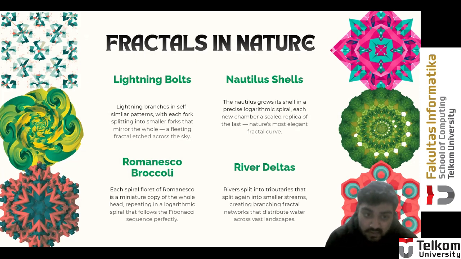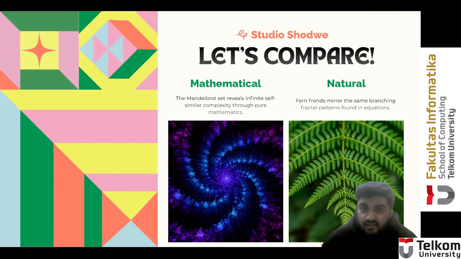Romanesco broccoli. Each spiral floret of Romanesco is a miniature copy of the whole head, repeating in a logarithmic spiral that follows the Fibonacci sequence perfectly. River deltas. Rivers split into tributaries that split again into smaller streams, creating branching fractal networks that distribute water across vast landscapes. Let's compare what a mathematical versus a natural fractal looks like.